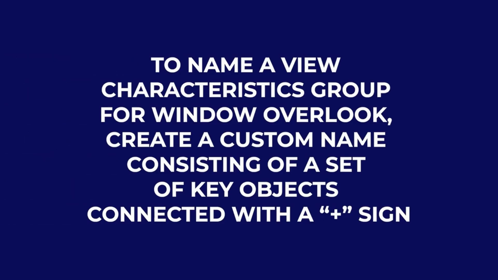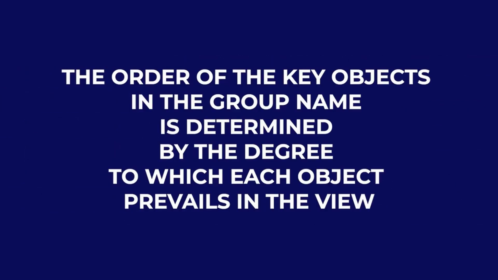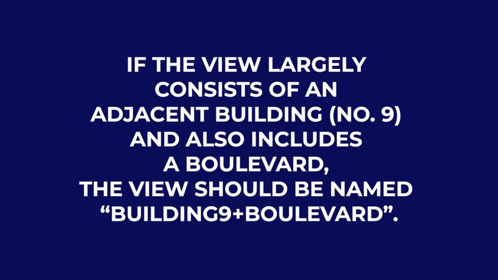To name a view characteristic group for window overlook, create a custom name consisting of a set of key objects connected with a plus sign. The order of the key objects in the group name is determined by the degree to which each object prevails in the view. If the view largely consists of an adjacent building, number 9, and also includes a boulevard, the view should be named Building 9 plus Boulevard.